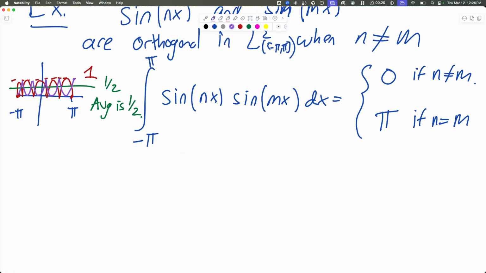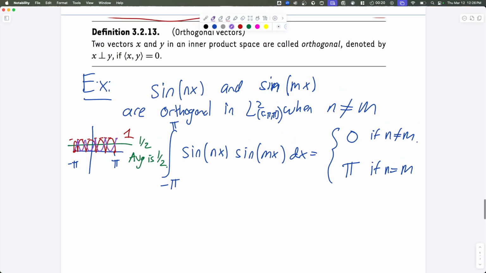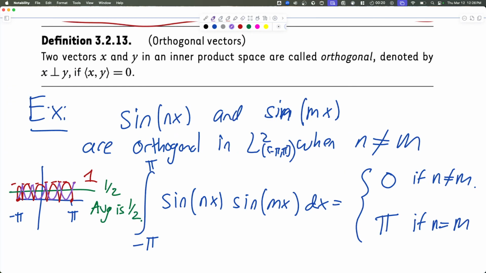This is an important example that we're going to have. Their average value is a half, so the integral will be pi, because the length of the bottom here is 2 pi. So on average, a half times 2 pi. This is a really important example. We're going to come to this later in the course, and that's why I'm telling you now.